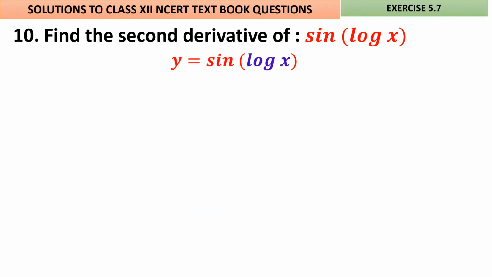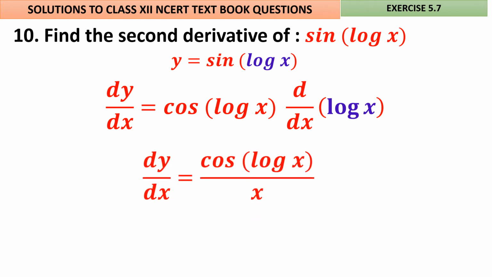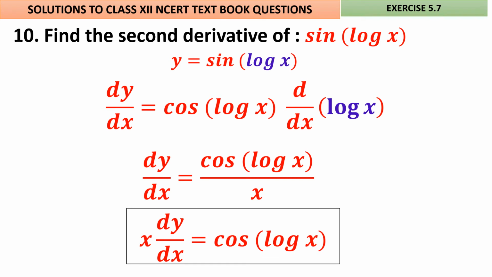Again, sin of log x. y is equal to sin of log x. Find the second derivative. Cos of log x into d by dx of log x. dy by dx is cos log x upon x. As usual, to avoid the division formula, we multiply throughout by x. x into dy by dx is cos of log x. We start with this.